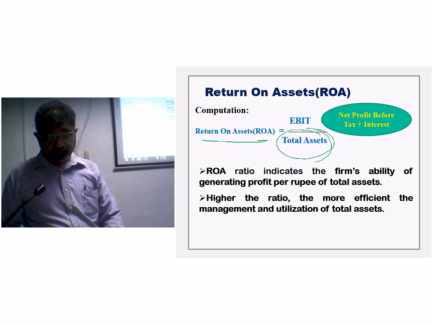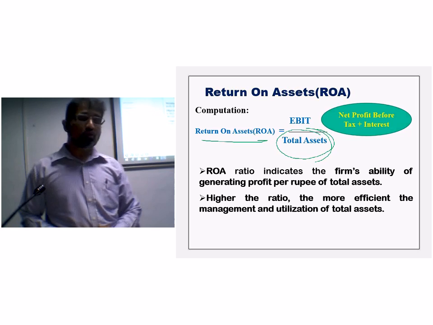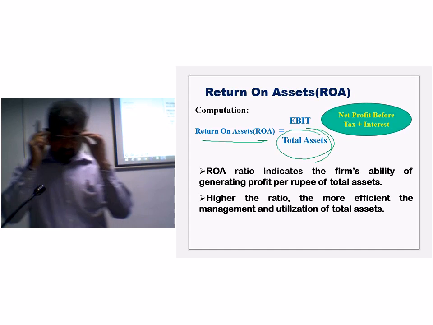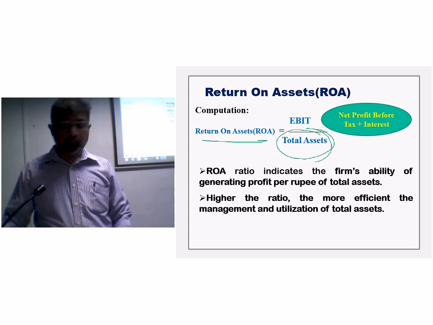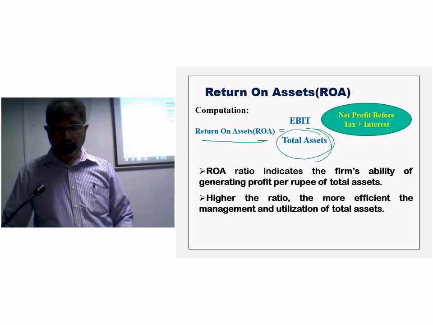This ratio is also very important to determine the asset utilization and fund utilization, right? The next one, ROE. This is for equity shareholders. This is an important ratio for equity shareholders.